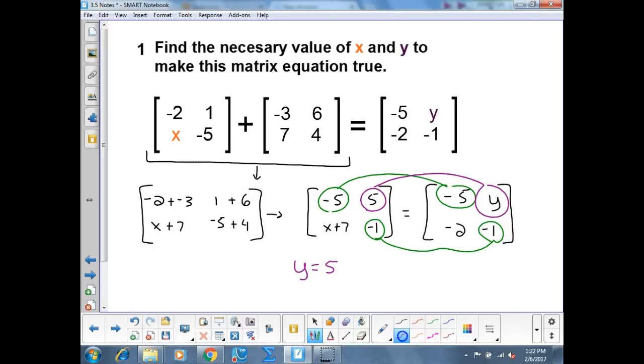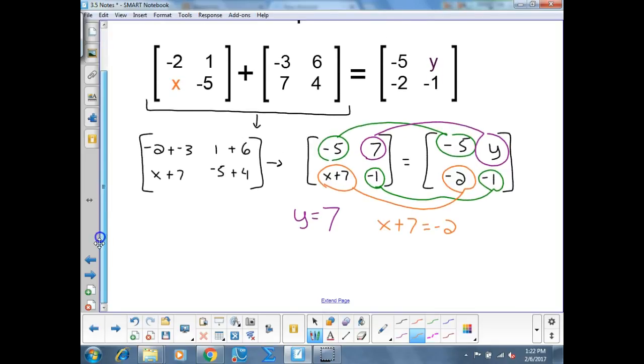Mr. Lenz, would you get 5 out of 1 plus 6? Yeah. Oh, that should be 7. I'm sorry. Is that better? Okay. And then x plus 7 has to equal negative 2. So x has to be negative 9.